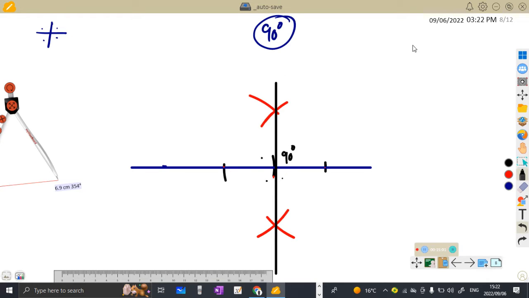Also, how you construct your 90 degrees is actually the same way that you construct a north pole if you are under bearing. If you are given a question under bearing, for you to construct a north pole, you just construct 90 degrees like this.